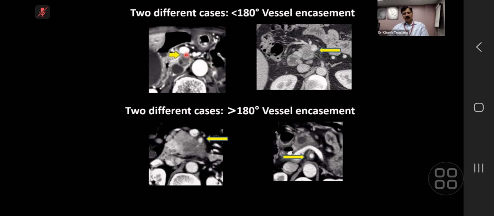Now look at this example. This is the tumor, and look, this is the vessel. This vessel, by the way, is the SMV, superior mesenteric vein. And you can see the interface, and this interface is less than 180 degree. Look here, there is a tumor here, and it has got an interface here, but this is less than 180 degree. On the other hand, look at these two examples. The tumor is surrounding more than 180 degree. Here, it is surrounding more or less 360 degree. So these are positive. So there is a slight difference between esophagus and pancreas in this category.